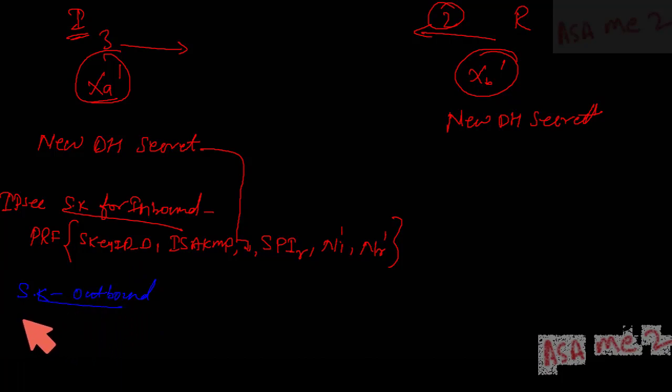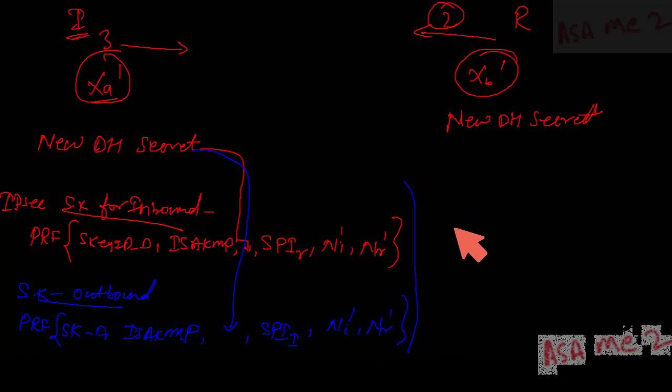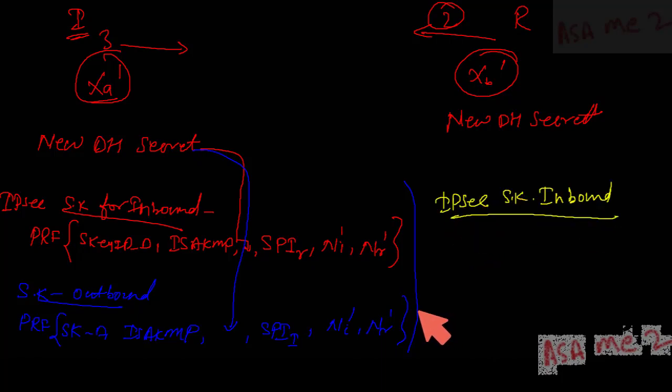The formula is going to be pretty much similar: pseudo-random function, session key ID D, SKID D, protocol, the new Diffie-Hellman shared secret, PI of initiator, the initiator nonce, and the responder nonce. In a similar manner, the responder also generates the session keys, for both inbound and outbound. So on the responder side, the IPsec session key for inbound is going to be exactly the same as the one generated on the initiator side for outbound.